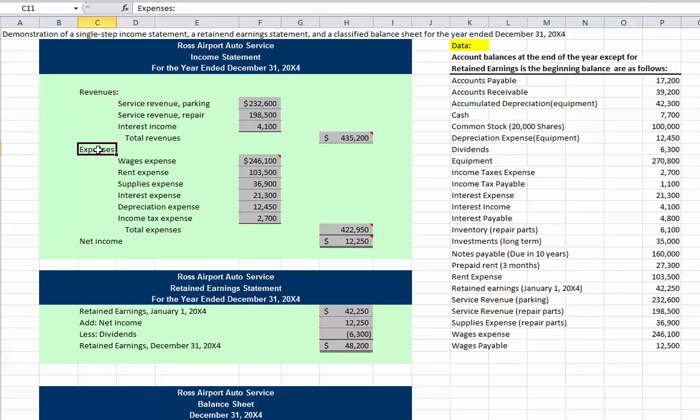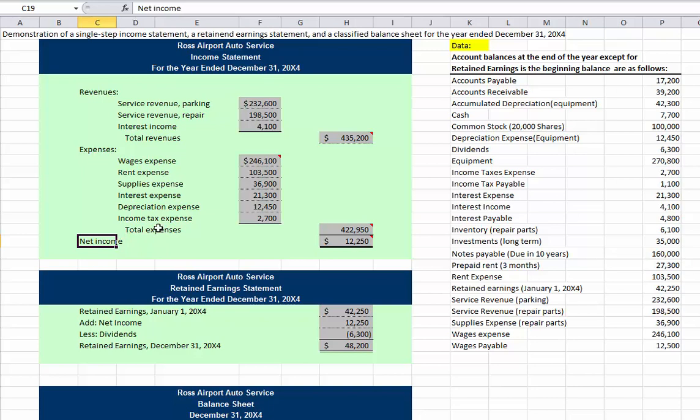We then have our expense section. This is our cost of resources used to earn revenues during a period. As you can see, I've listed these expenses in order of magnitude, largest to smallest. I then subtotaled my revenue and my expenses, and to compute net income I subtract the expenses from the revenue, and this gives me my net income. We can see that my revenue exceeded my expenses, so I have net income. But if expenses had exceeded my revenue, then my title would have been net loss.